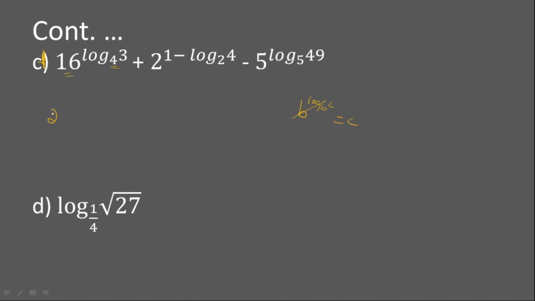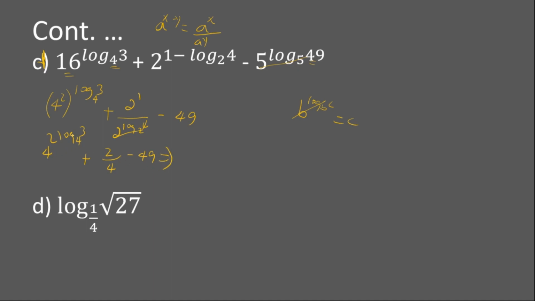So this can be written as 4 squared, the whole to the power of log 3 to the base 4, plus, since for exponents a to the power of x minus y is a to the power of x over a to the power of y, this can be written as 2 to the power of 1 over 2 to the power of log 4 to the base 2, minus, simplified, we are left only with 49. So this can be written as 4 to the power of twice log 3 to the base 4, plus 2 over, again simplified, we are left only with 4, minus 49.